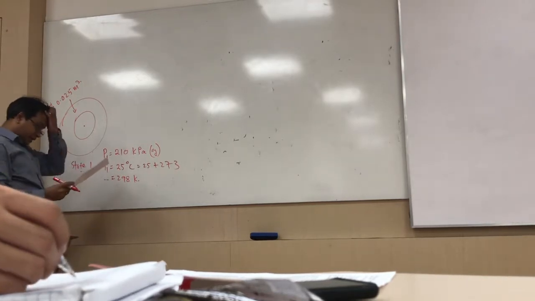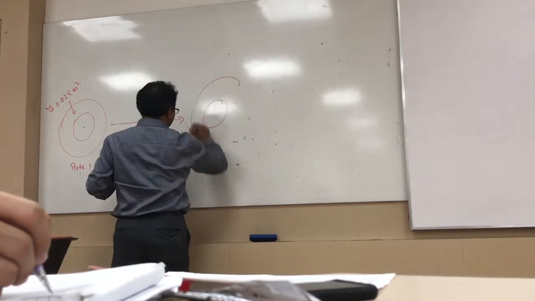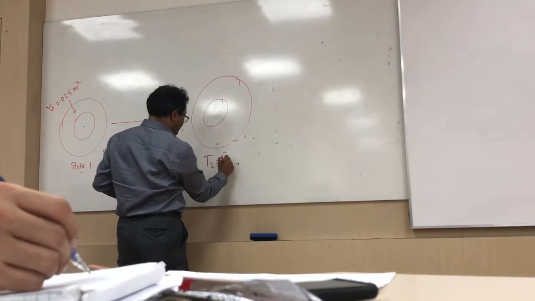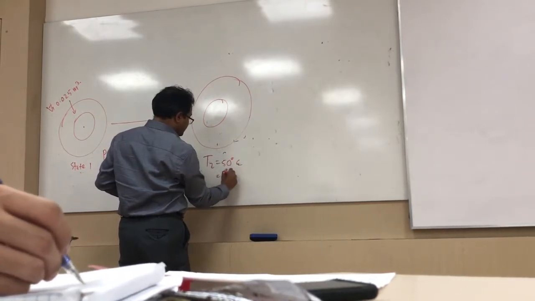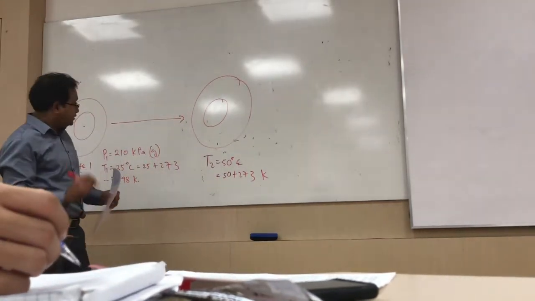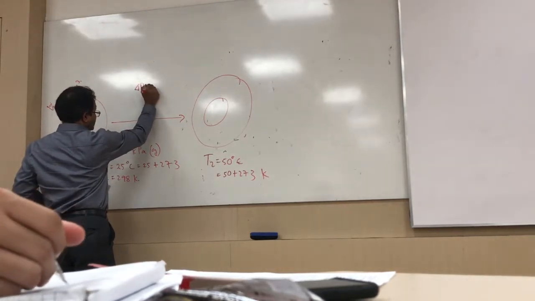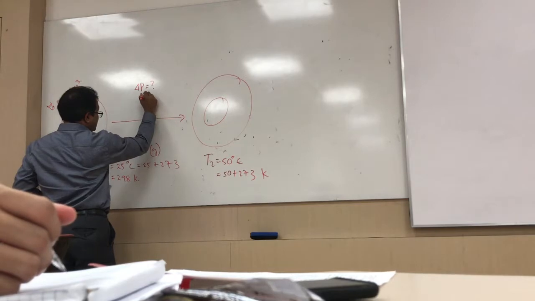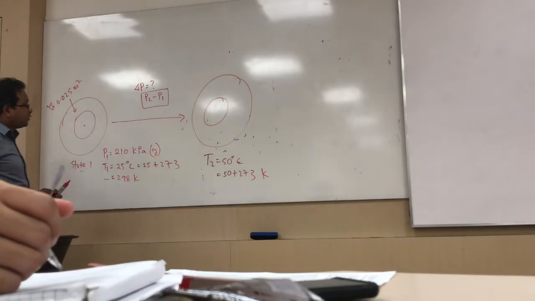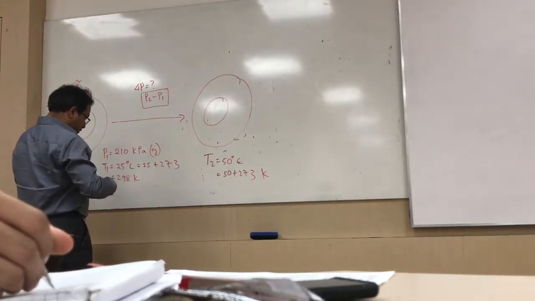Now they say that the air is heated from initial to final. So temperature T2 becomes 50 degrees Celsius, that means 50 plus 273 Kelvin. And they ask what is the rise in pressure. Delta P becomes P2 minus P1. If you can calculate P2, then you are able to calculate delta P.